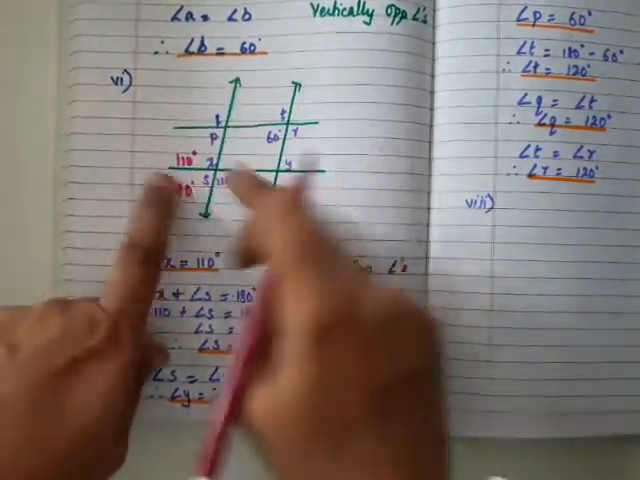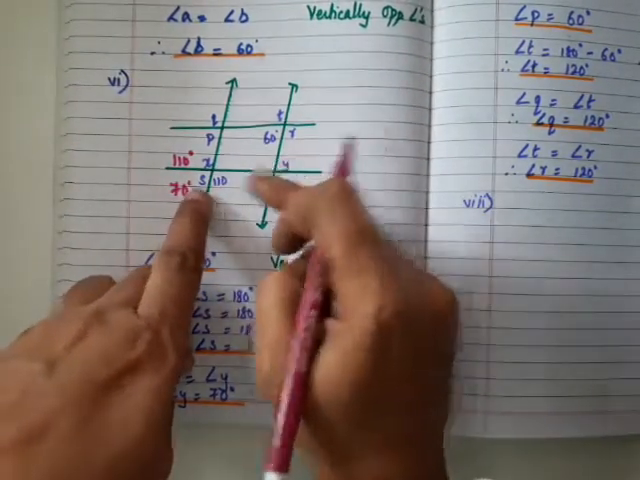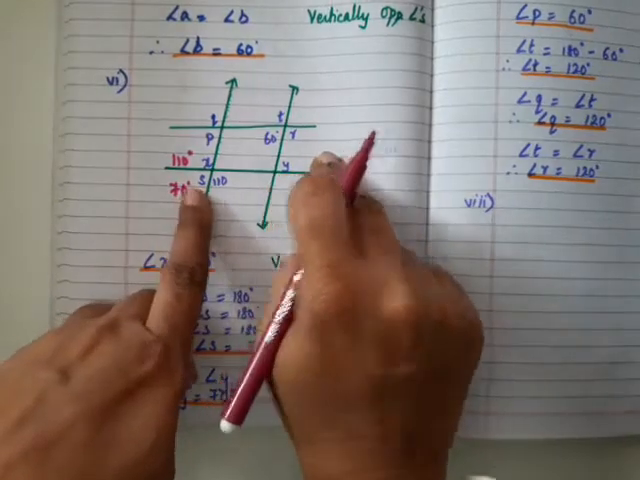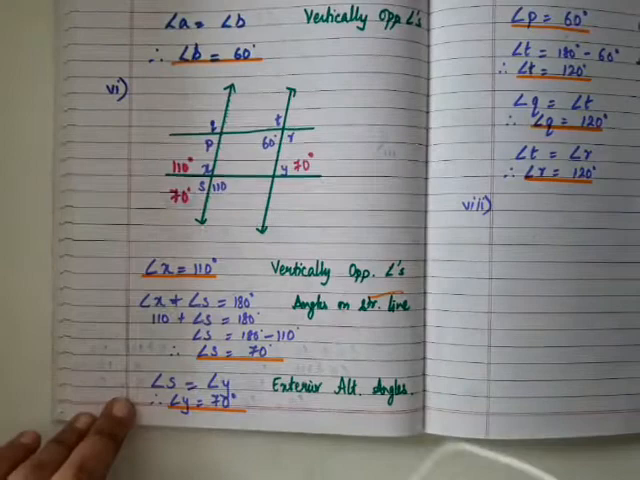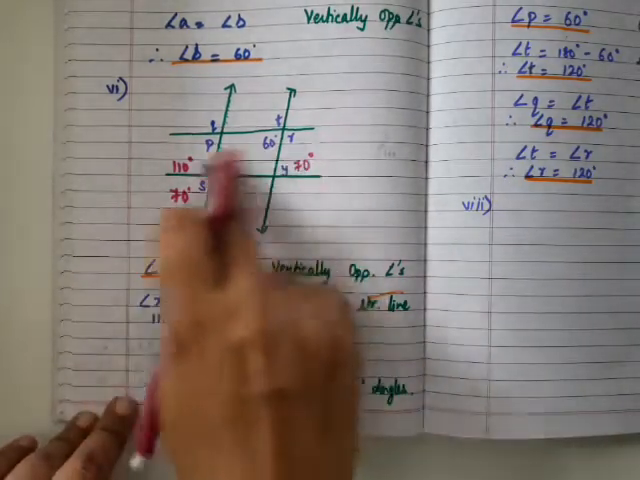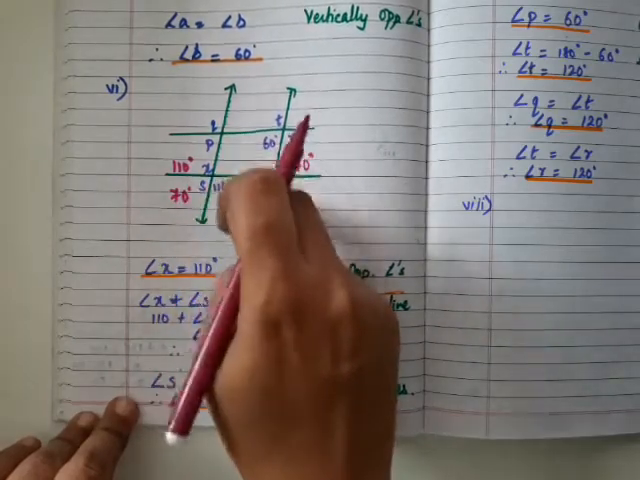Exterior, these are the parallel lines. This is a transversal. They are lying on the outer side in the alternate position. So S will be equal to Y. So Y also becomes 70 degrees. Now with this data you can't find out the upper one. Why? Because they are not parallel to each other.